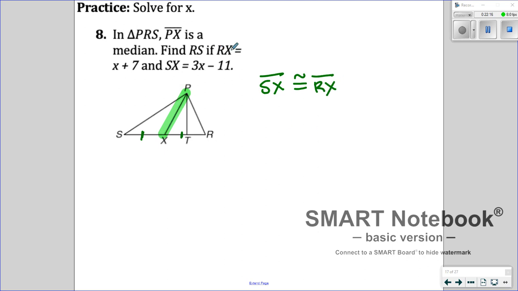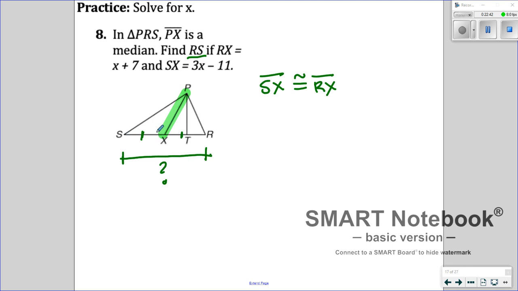So now they said find RS. So we need to find this whole base. So I'm going to put a big question mark. Find RS if RX is 7 plus x, and SX is 3x minus 11. There's a lot of x's in here.